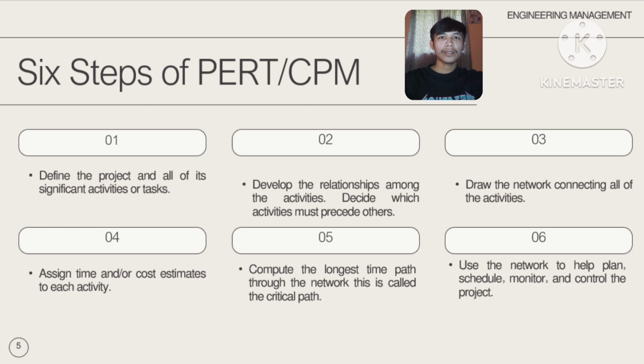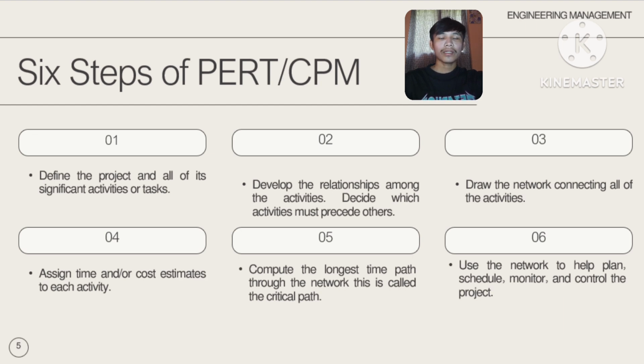Third is to draw the network. Create a visual network diagram that connects all the activities based on their relationships. Fourth is to assign time and cost estimates to each activity, or assign the required data to each activity for CPM. This is known time or cost. For PERT, this involves the optimistic, most likely, and pessimistic time estimates.